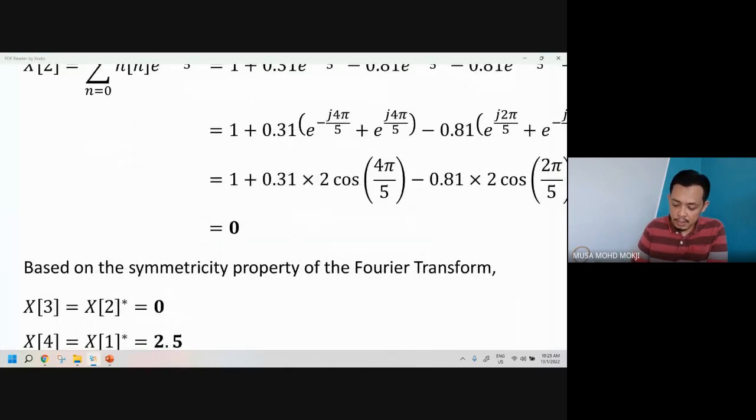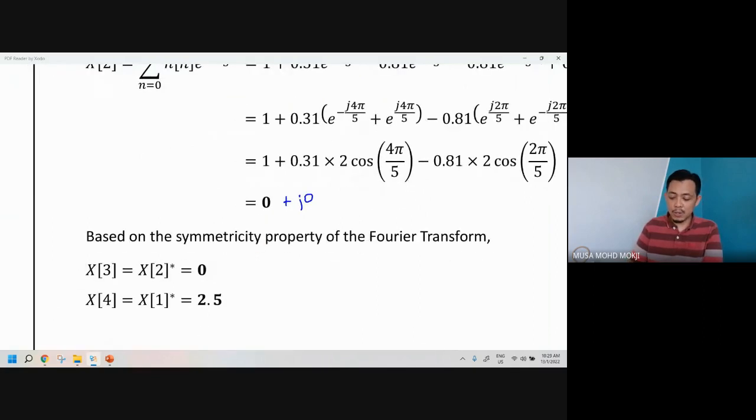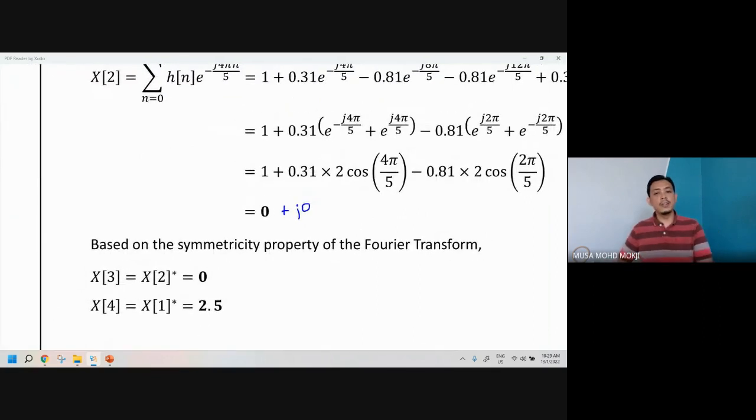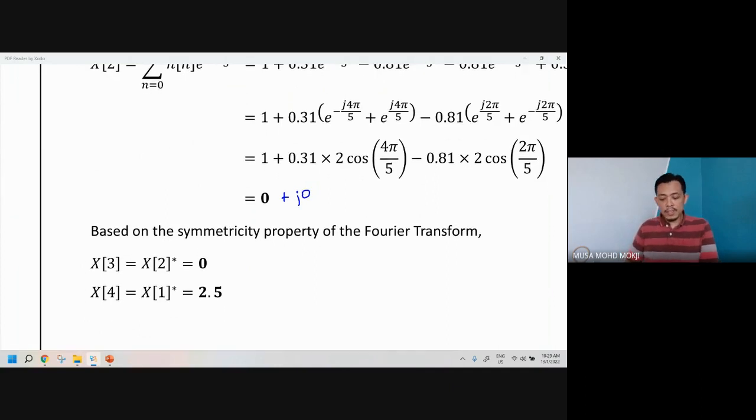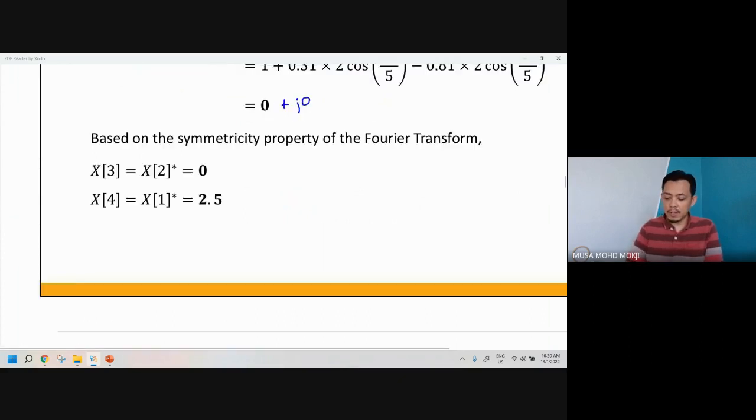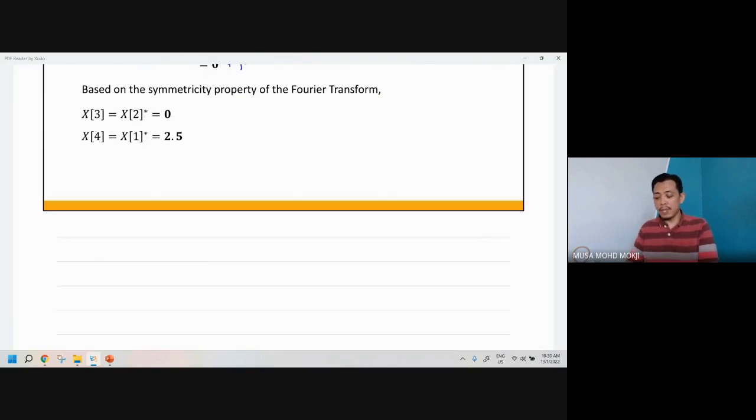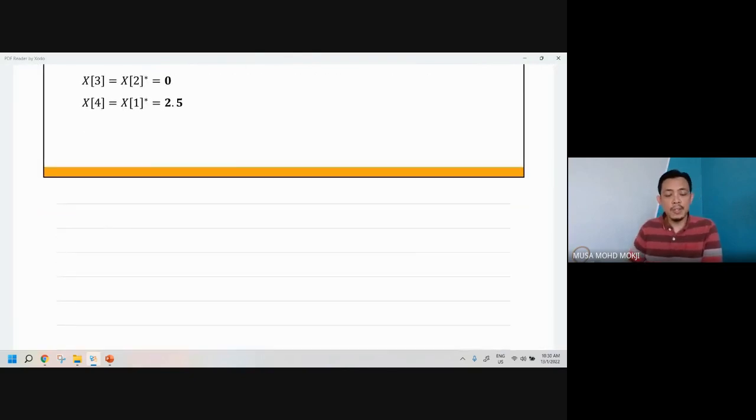And same thing here. So what does this mean? This is actually plus j0, the imaginary part is also 0. A very simple example, because what you get is only a real value, no imaginary value. So based on the symmetry properties of the Fourier transform, you actually don't need to calculate x3 and x4. Because we already know that, you can skip computing x3 and x4.